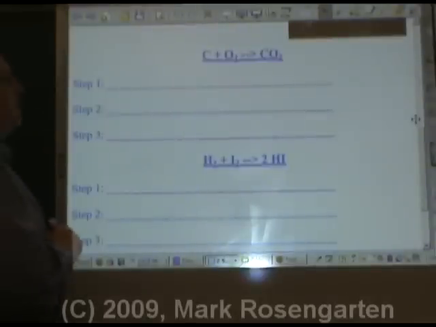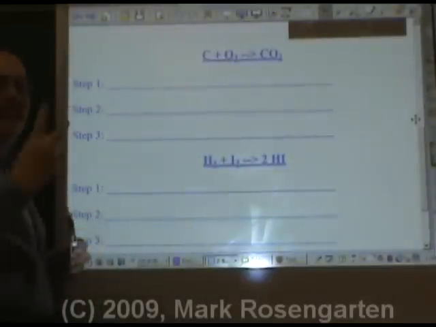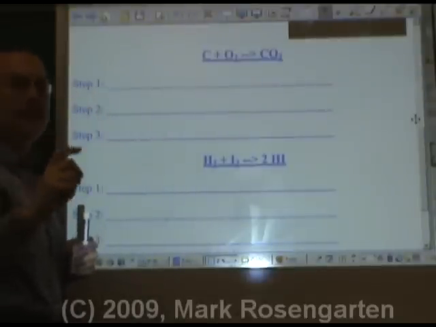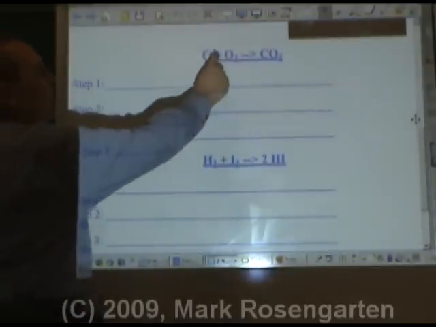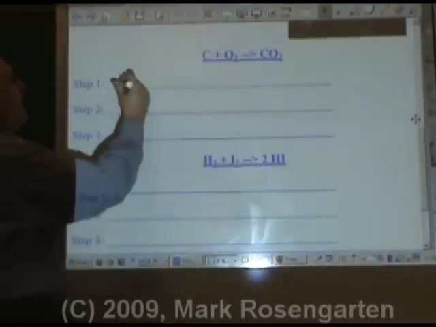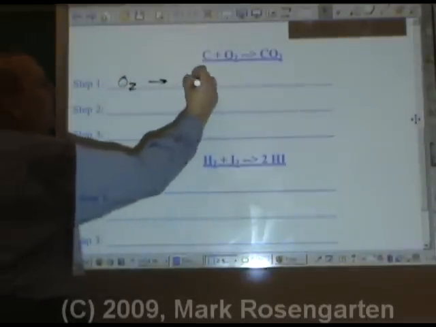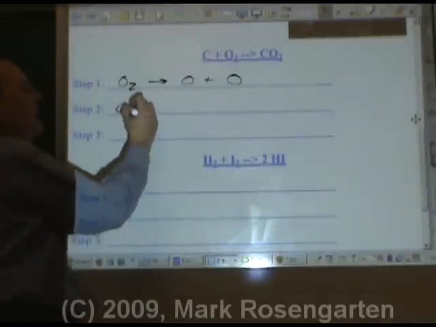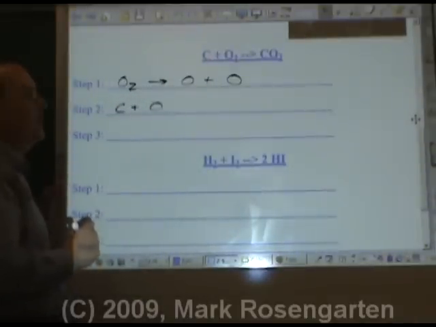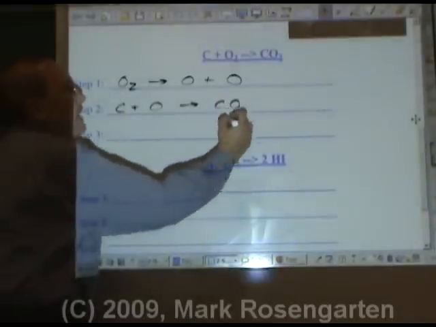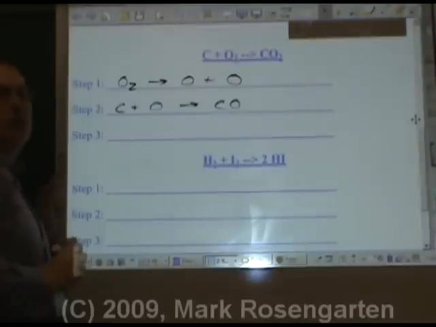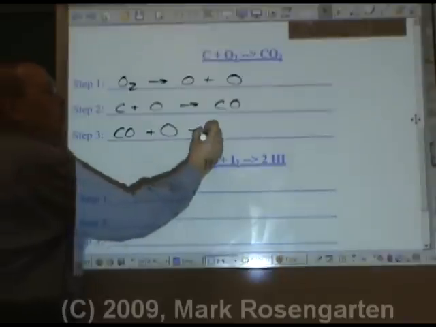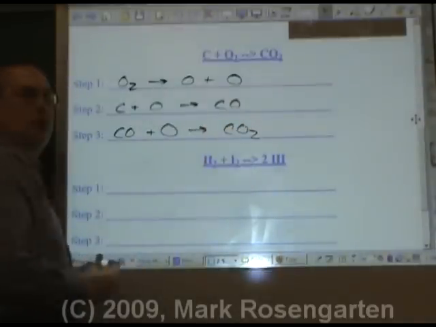Some example mechanisms. Carbon and oxygen need to collide first in order for this to happen. Step one, if there are any old bonds, they're going to break. Are there any bonds in our reactants? Yes. The bonds between the oxygens has got to break. That's first. Now, the carbon can combine with one of those oxygens, and that's going to form the activated complex CO. That activated complex will react with the second oxygen to form our final product, CO2.